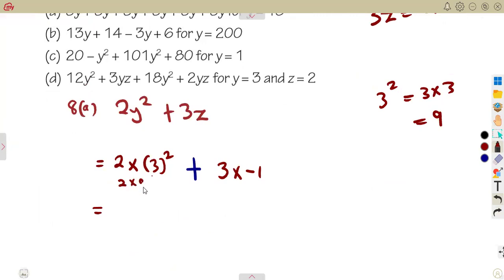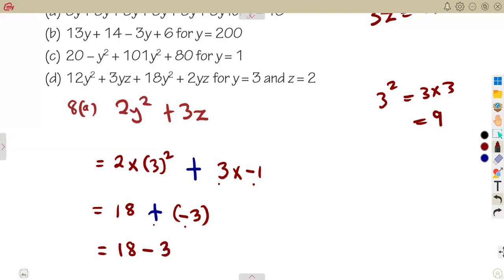So we're going to have 2 times 9, which is 18. So it means there we have got 18 from this whole part. 3 times minus 1, that's a minus 3. So we are going to have a plus, but if we multiply 3 and minus 1, that is a minus 3. Remember, a plus and a minus will give us a minus at the end.